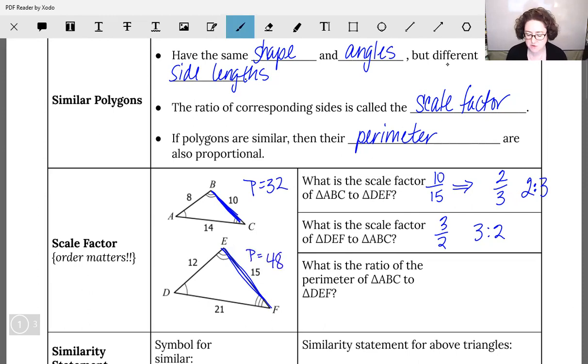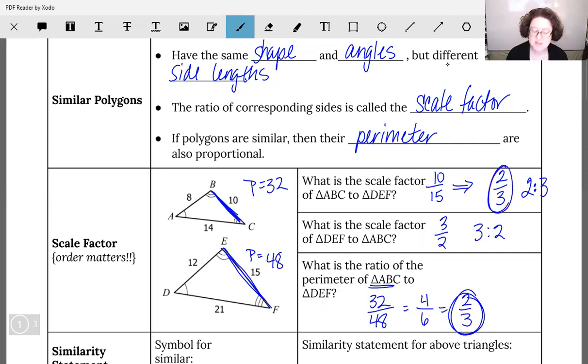Let's see if that ratio comes out to be the same. ABC was mentioned first, so I'm going to put that number on the top, 32 compared to 48. Both of these I can divide an 8 out of. 4 times goes into 32, and 8 into 48 is 6. That reduces down even further to 2 over 3, and look at that, we have exactly the same scale factor as we got when we were just comparing sides in that triangle.